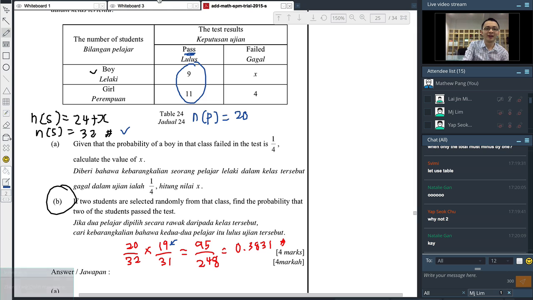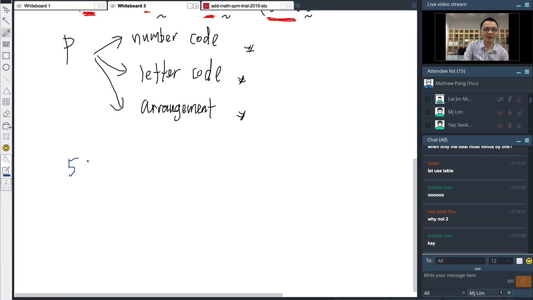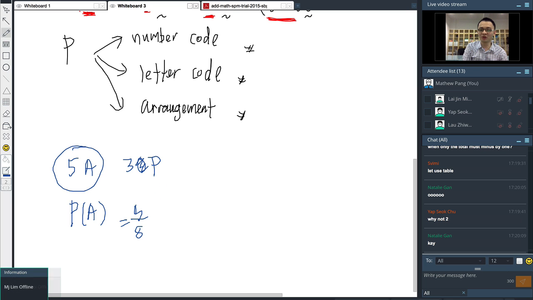But now, if I select... no, it's not the 2. If you have 5 apples and 3 pineapples, what is the probability of getting an apple? What is the probability of getting 1 apple? You cannot use 1 over 8, right? Because there are 5 apples there. You have to use 5 over 8. This is selecting 1 apple. So if I ask what is the probability to select 2 apples without replacement, the probability of selecting the first apple is 5 over 8. The probability of selecting the second apple will be 4 over 7.